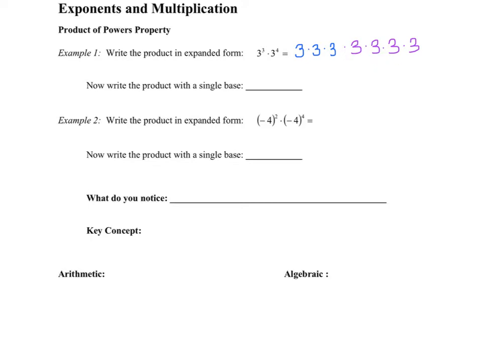So now we're going to write the product with a single base. Our base here is 3. And our exponent is going to be 7. So your answer is 3 to the 7th power.